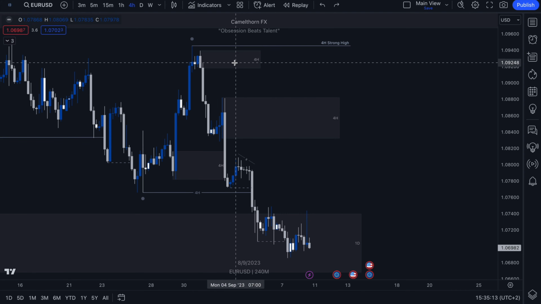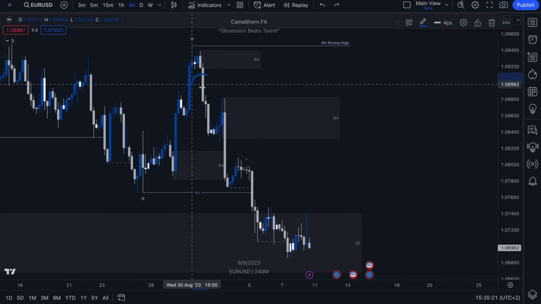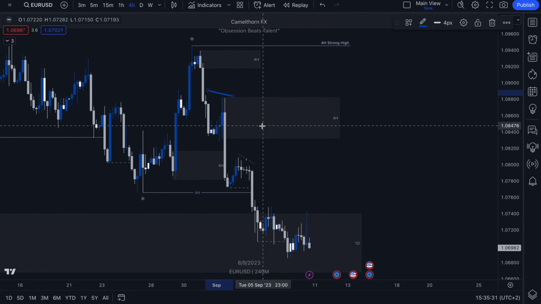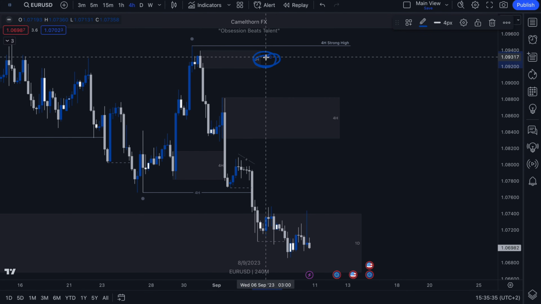Another area of interest for us is going to be this 4-hour supply in here that sits at the extreme, for the same reasons that we identified this one. Nice imbalance. We've also got some nice liquidity that sits just below the area that price can grab as it trades into that zone, and this would essentially be the second area of interest for us where we could potentially see those continuations from.